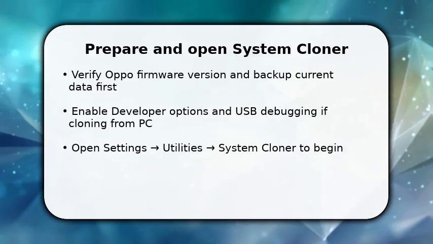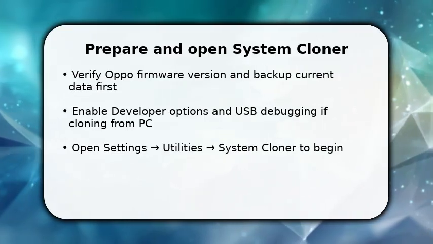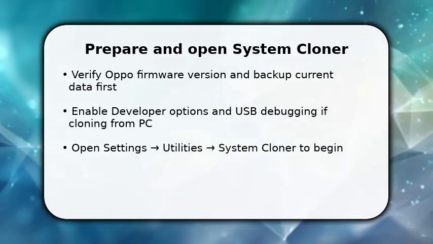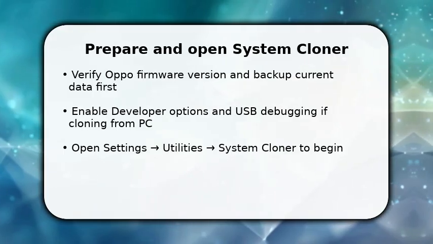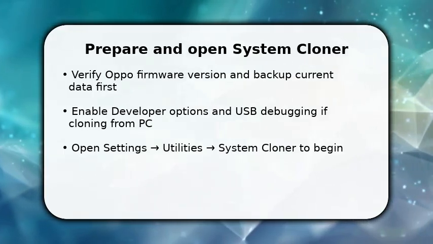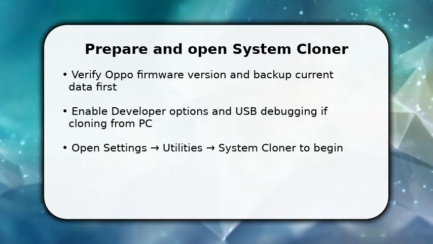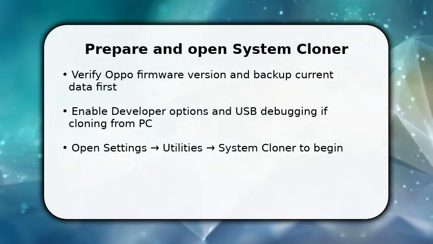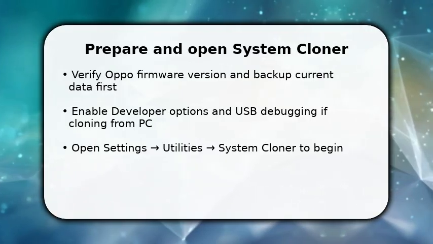You start by confirming the phone's firmware and making a quick backup. This prevents data loss. Once done, enable developer options and USB debugging only if you plan to use a PC in the process. Next, open Settings, go to Utilities, and tap System Cloner to launch the tool.